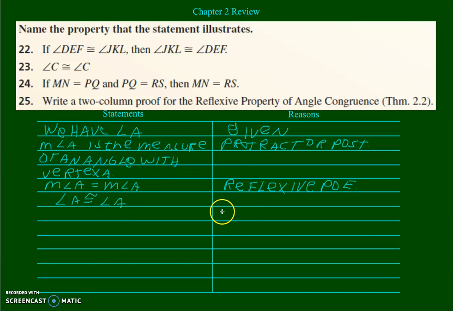And the reason for that statement is the definition of congruent angles. Definition of congruent angles says two angles are congruent if and only if their measures are equal. And there's the proof of our property. And now on to problem 26.